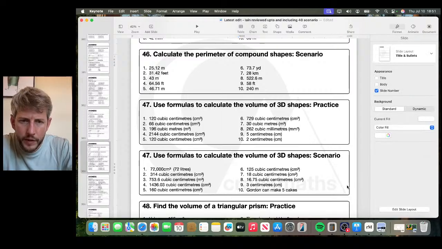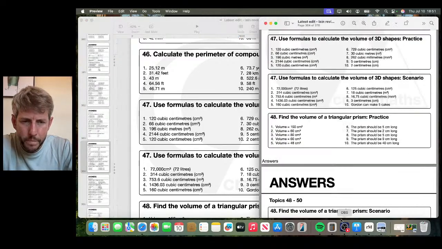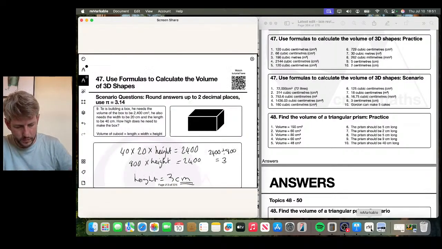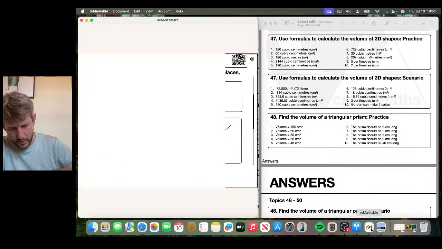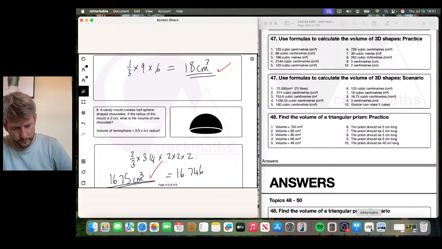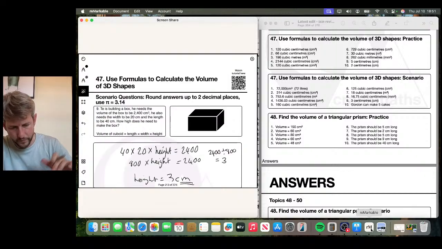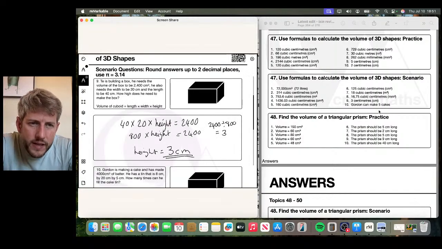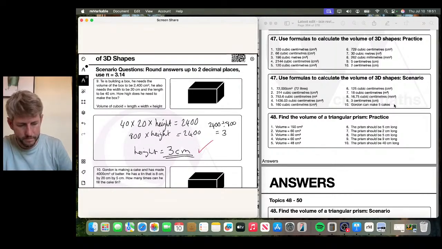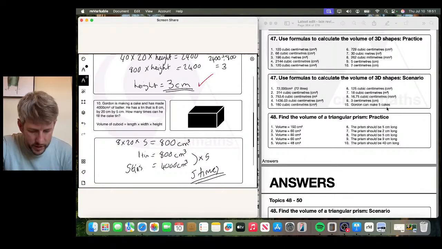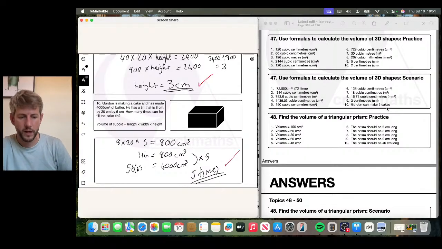Okay, here we go. Question 9. We've got 3 centimeters. Yeah. And question 10. 50 tins. Yeah. Perfect. Right.